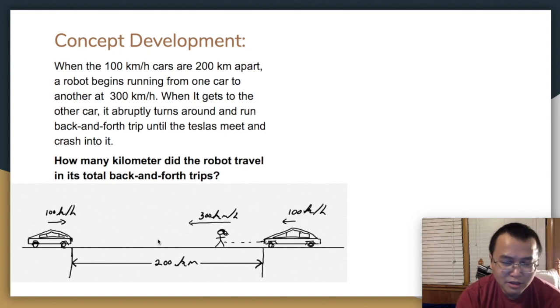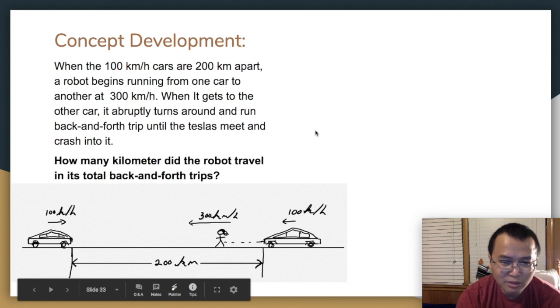Let me explain using this picture. It's better to understand with the picture. As you can see here, this car is moving right and this car is moving left. This robot is trying not to get hit by the car and it's running from this car to this car and back and forth like this, while the cars are squeezing together right in the middle where they will crash into that robot.